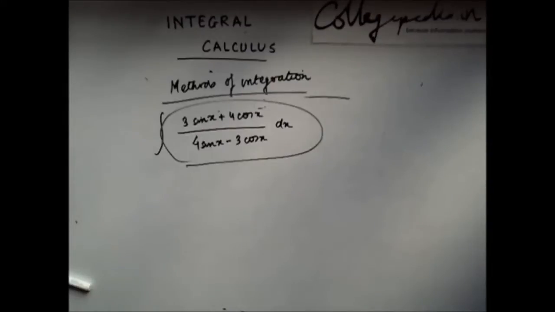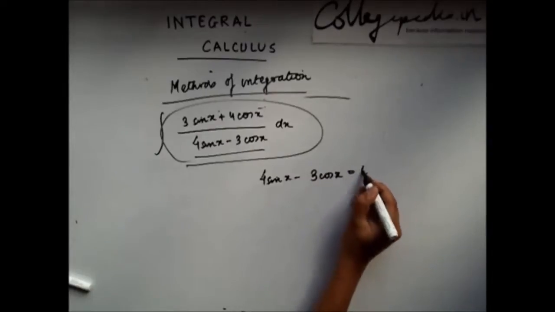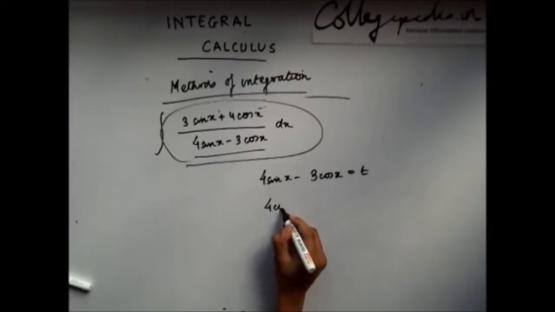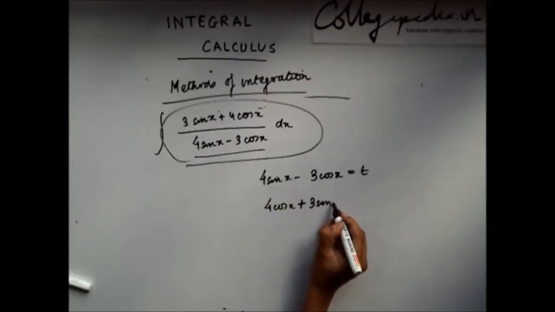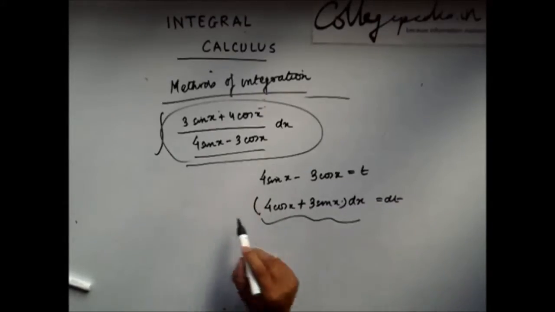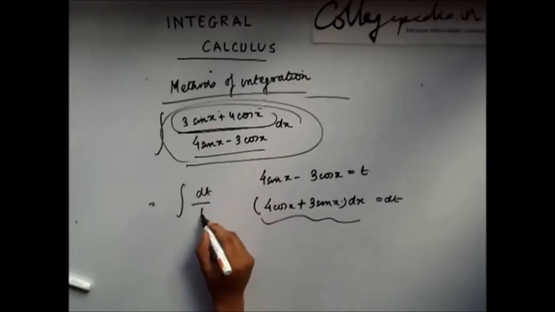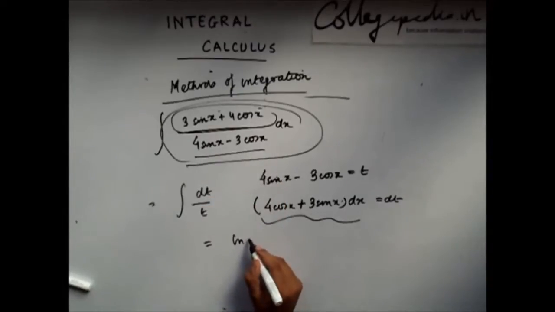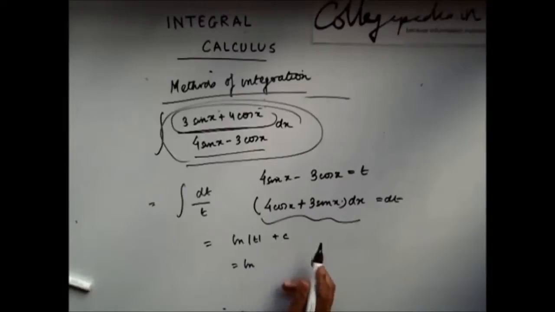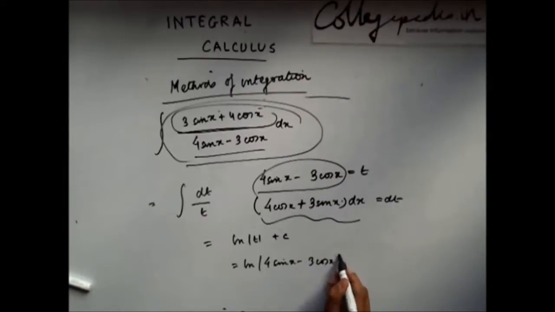Now, in this case, let's say I take 4 sin x minus 3 cos x as t. Now, if you differentiate this, you will get 4 cos x plus 3 sin x times dx as dt. Now, you see, this is the same thing which you have here. So my numerator becomes simple dt and the denominator I have t, whose solution I know as ln t. And now, to find the final answer, I'll replace t with this. So my final answer is ln of 4 sin x minus 3 cos x plus c.